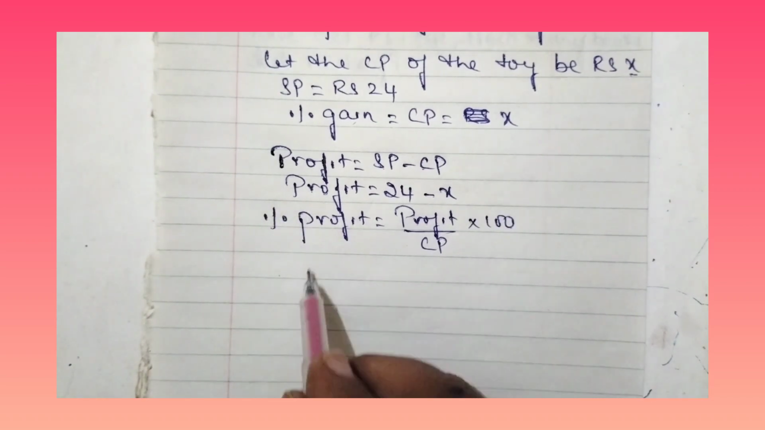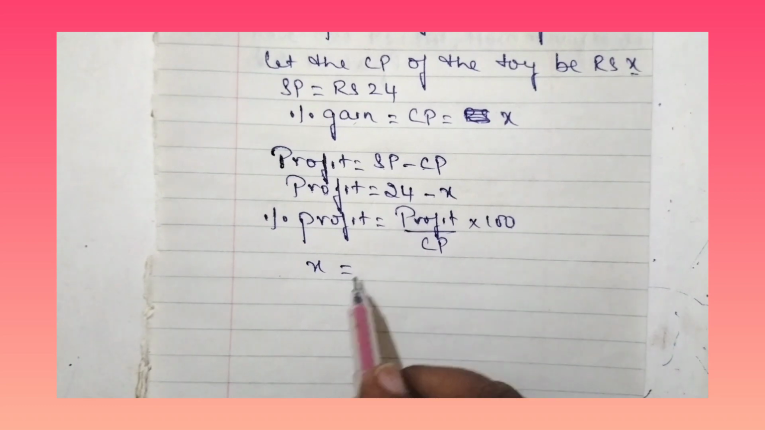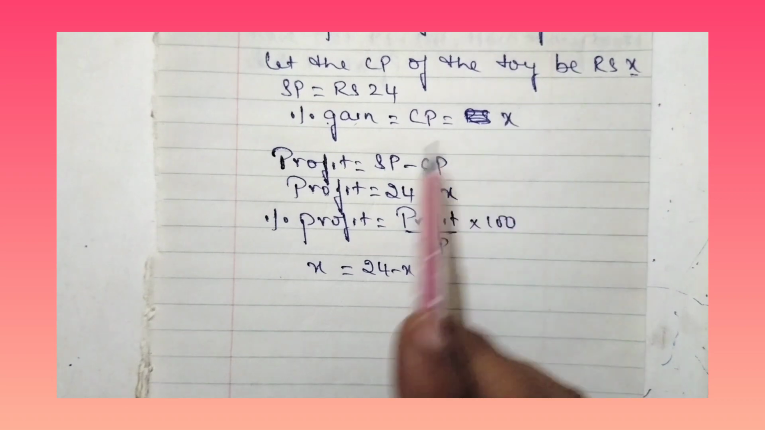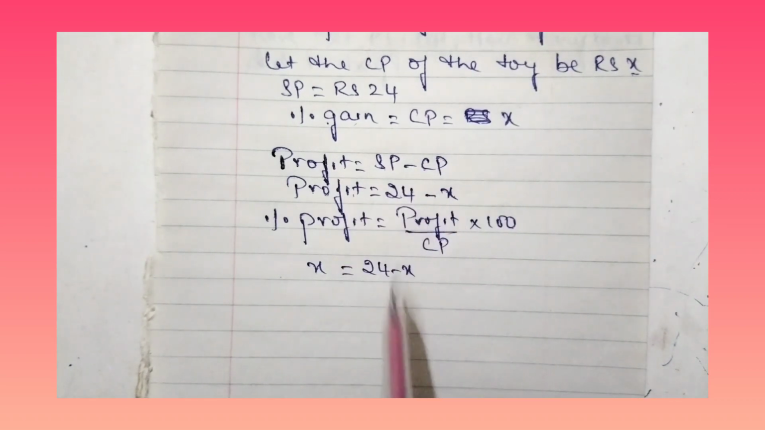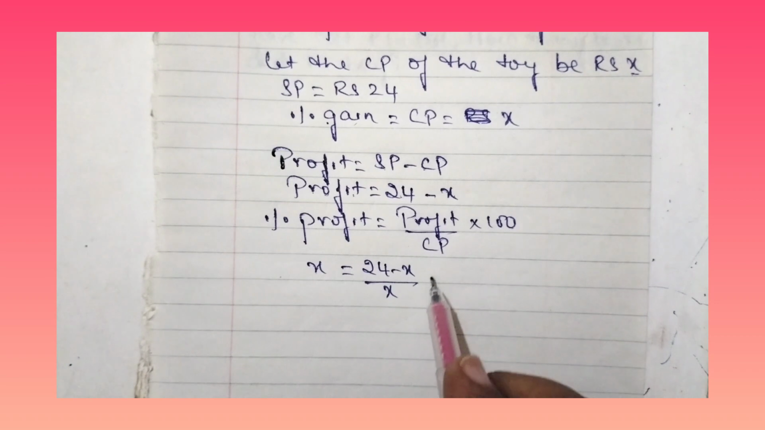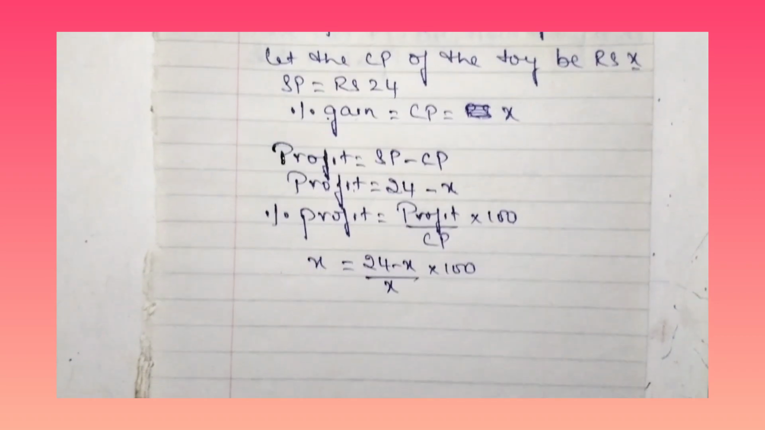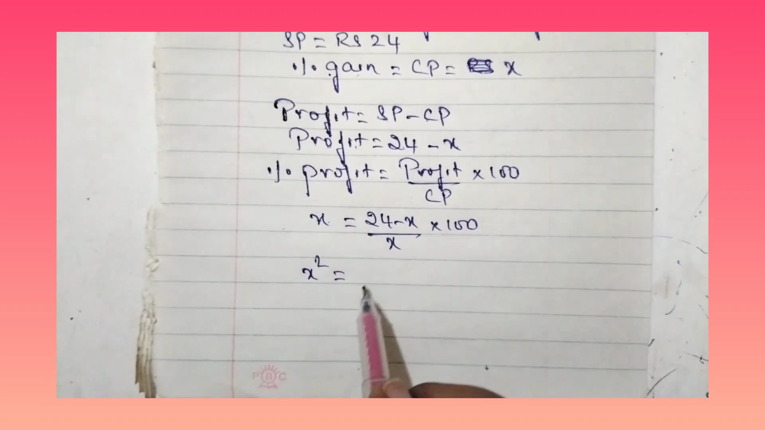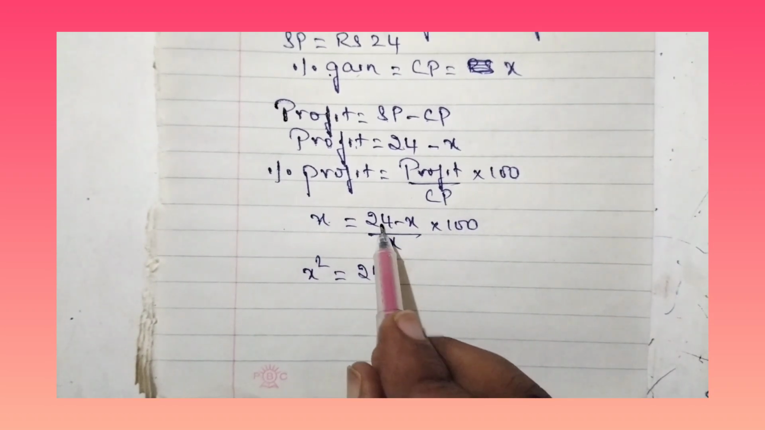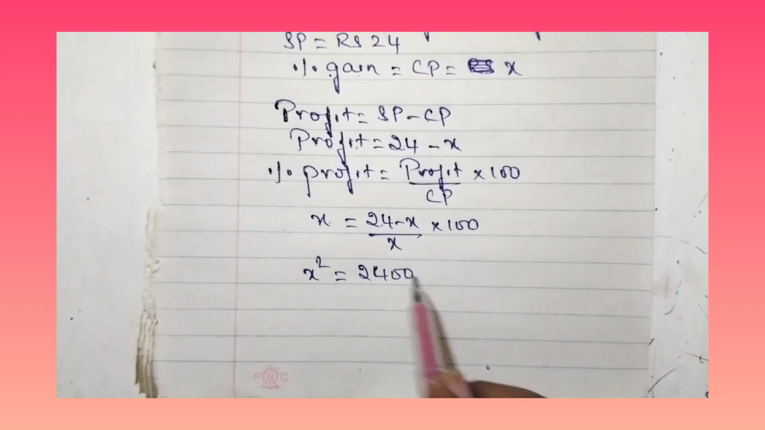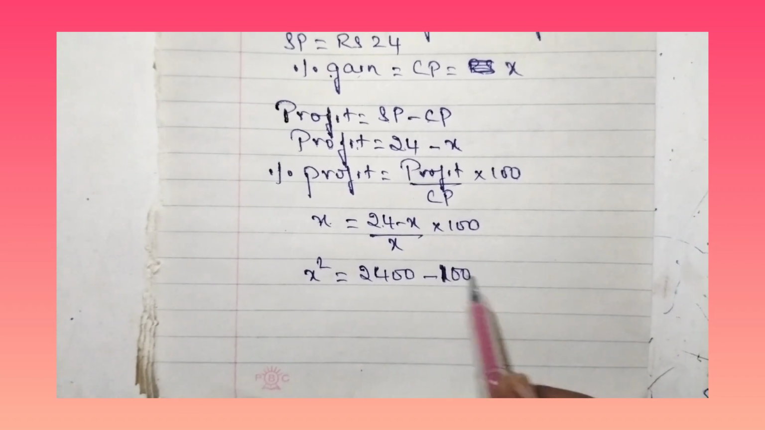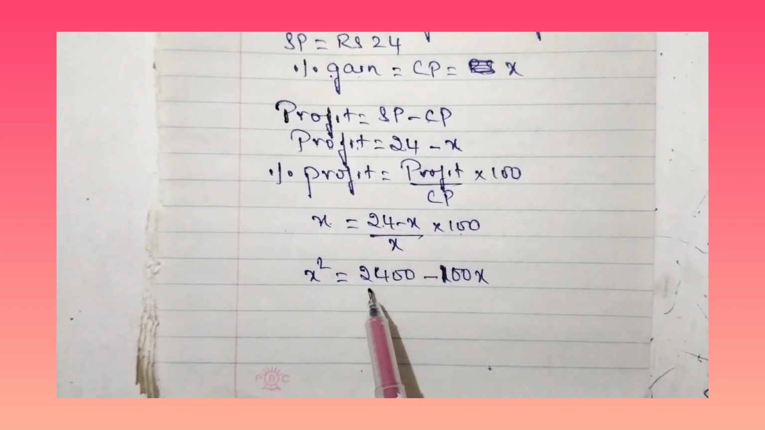So percentage profit is equal to X, which is equal to profit, 24 minus X, divided by CP, which is X, into 100. So now x into x will become x square. If you multiply x here, x square is equal to 24 into 100, which will become 2400, minus 100 into x, which will become 100x.